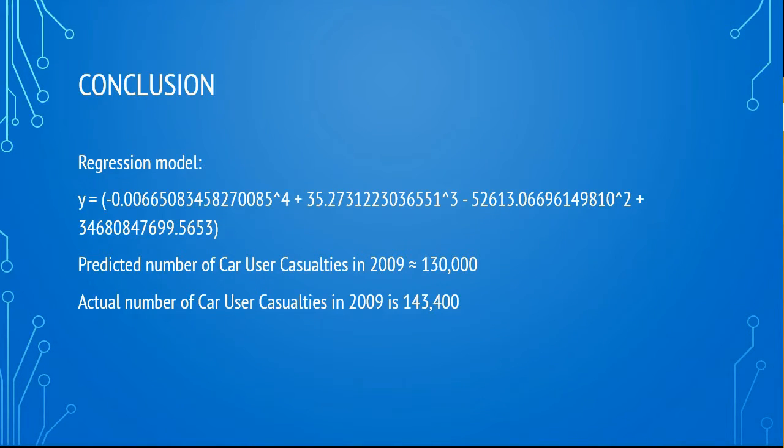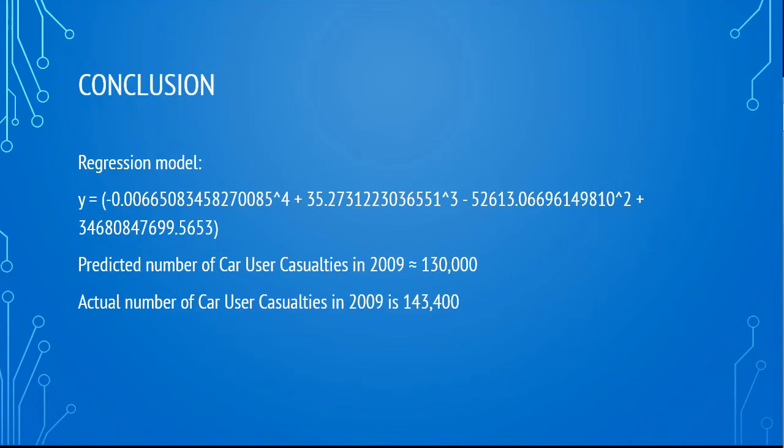The predicted number of car casualties is 130,000, but the actual number, looking online at Data.gov.uk, is 143,400, which isn't too off. There is a difference of approximately 15,400, which is just over my standard error. In terms of percentage, it's just very small.